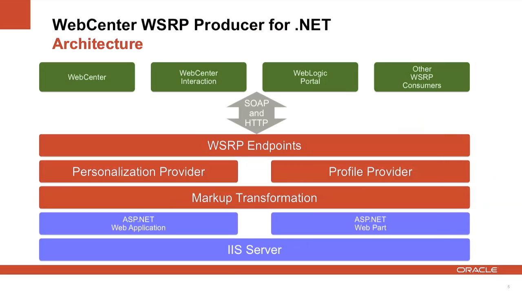Here's how it's done. A developer writes an ASP.NET application or a web part, and then the developer or an administrator deploys it to any IIS server that has the WebCenter WSRP producer for .NET installed. We capture the markup transformation, we add personalization and profile services, wrap it in WSRP, and deliver it to any WSRP consumer, including WebCenter, WebCenter Interaction, or WebLogic Portal, or any other.